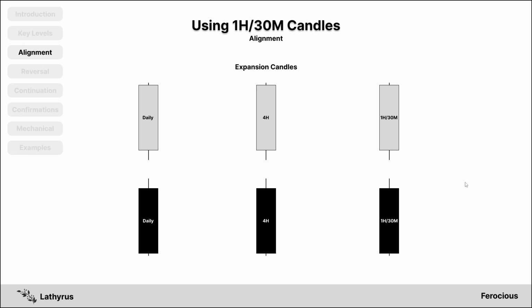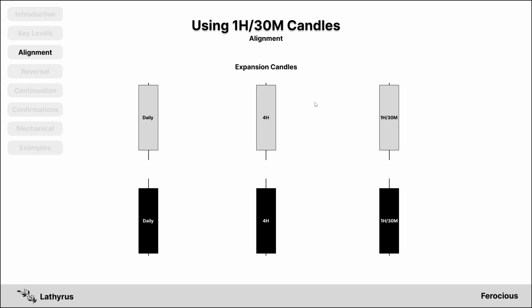The alignment I'm using to trade the 1 hour and 30 minute candles is starting on the daily, where I want to be in a daily expansion candle, and an expansion candle is qualified with a small wick on the opposite side you want to trade. So if you want to trade longs, we want to see a small wick at the bottom. If you want to trade shorts, we want to see a small wick on the top.